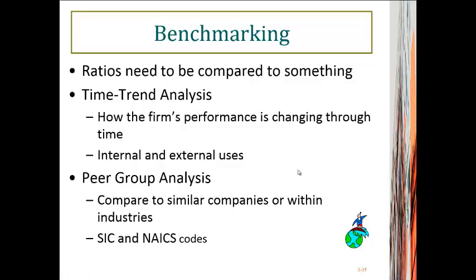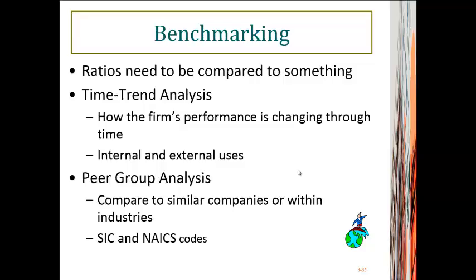Now, as I mentioned, ratios have to have some point of comparison or some context. So we're going to want to perform this kind of benchmarking or context approach two ways. One is with a time trend analysis. How is the performance changing through time? So we would simply calculate, for example, the profit margin for several years and determine, is there a trend? Are we moving in the right direction or the wrong direction, depending on what ratio we're talking about.